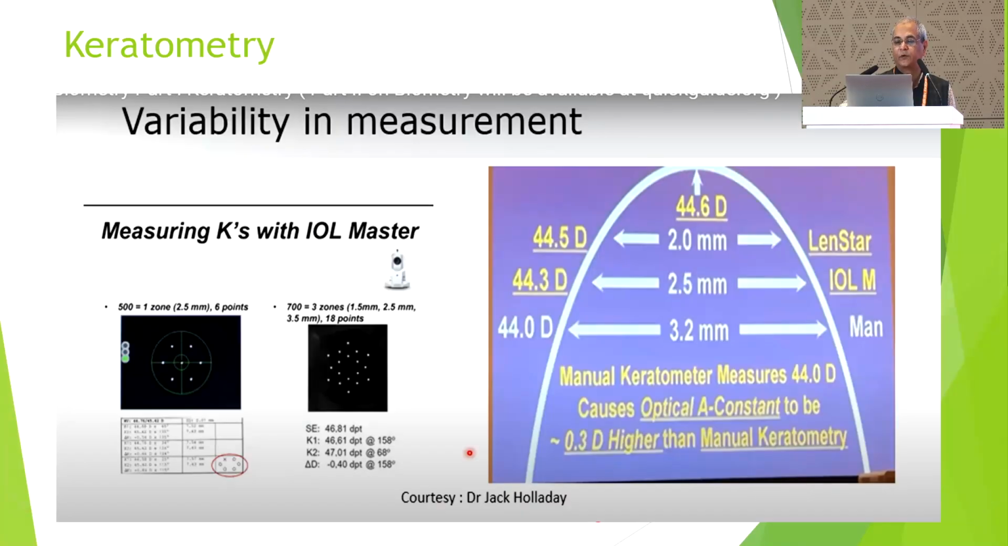Though there are different types of keratometry, this is very important when you are selecting the keratometry from different machines. The power will change according to the central area, how much it is taking. So Lenstar takes around 2 millimeters. So here you can see the keratometry value is higher than the 3 millimeter which is taken by manual keratometry, 3.2. So almost 0.5 difference is there in this. So when you are changing the machine and using another machine, we have to take care of this.